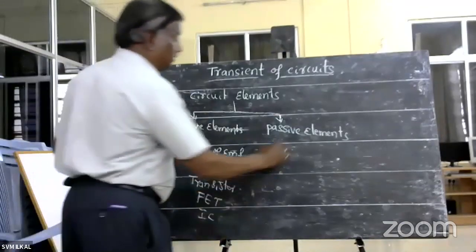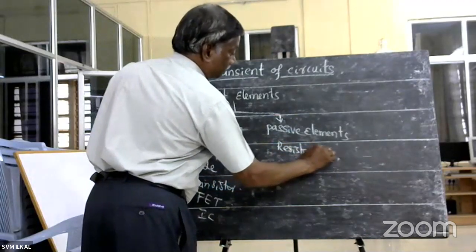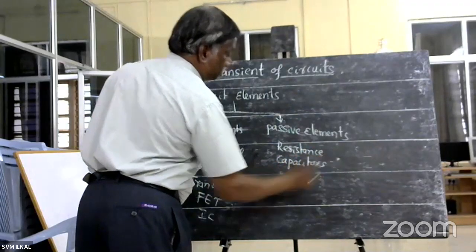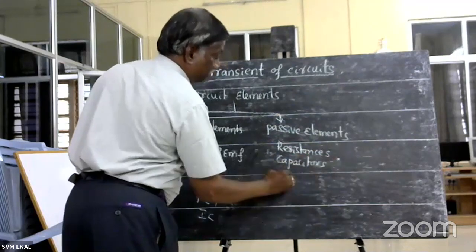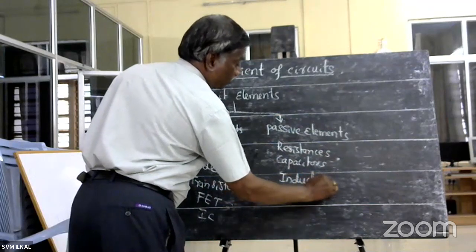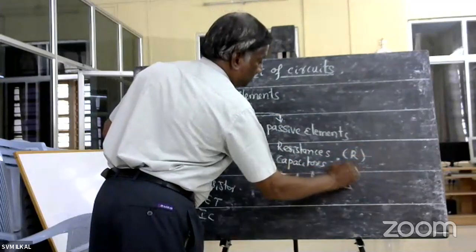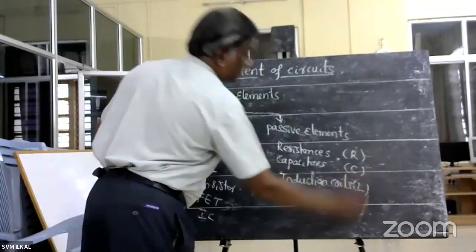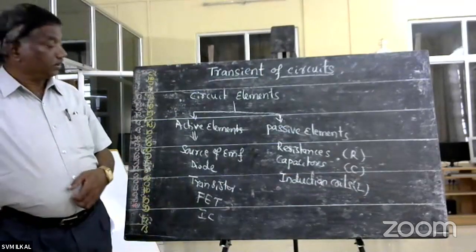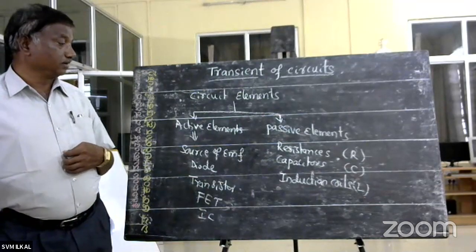And passive elements are of three types: resistance, capacitors, and inductors or induction coils. So it is R, C, L, namely the RLC circuit. That is, resistance, capacitor, and inductance are the passive elements.